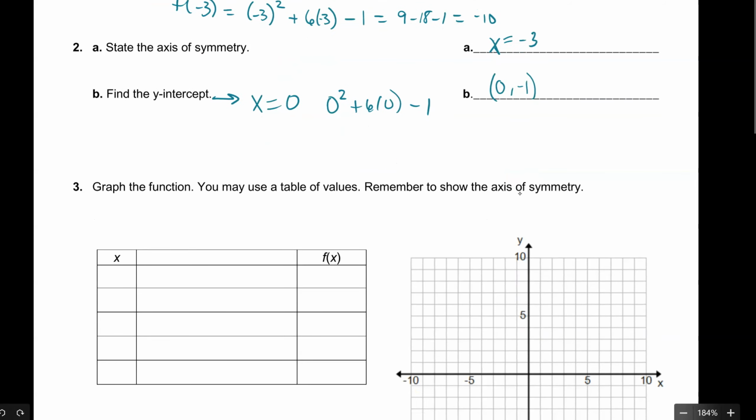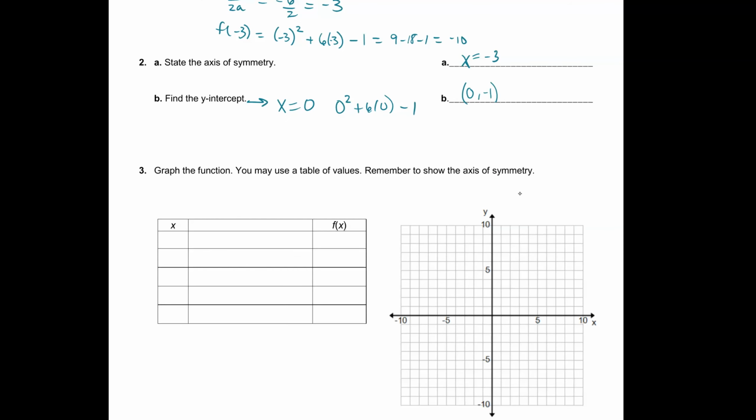Okay. Graph the function. You may use a table of values. Remember to show the axis of symmetry. So, the axis of symmetry is at negative 3. So, I'm going to put this in the middle. And I know the value is negative 10. And you can say, see above. You don't have to redo all the work you already did.